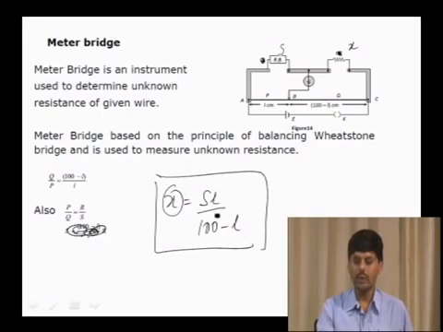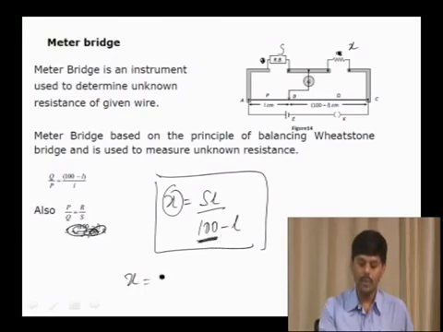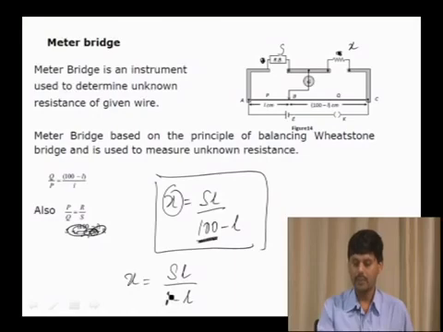X is equal to SL divided by (100 minus L), where you are measuring the balancing length in centimeters, which is the old-school way. If you are measuring the balancing length in meters, this is equal to 1 minus L. This is in terms of length, in meters.